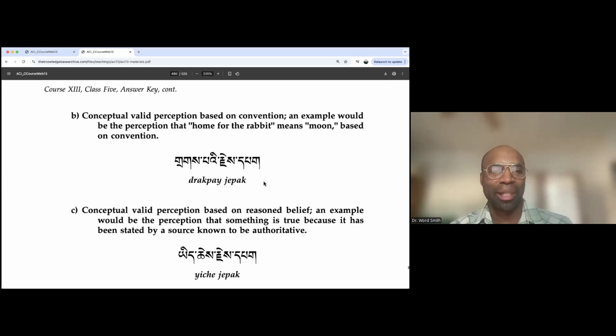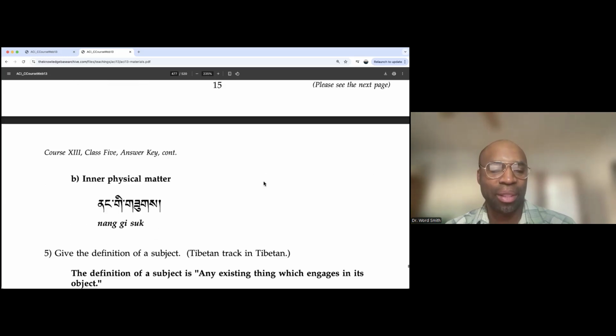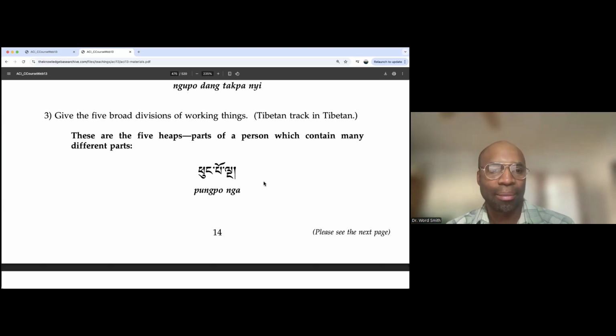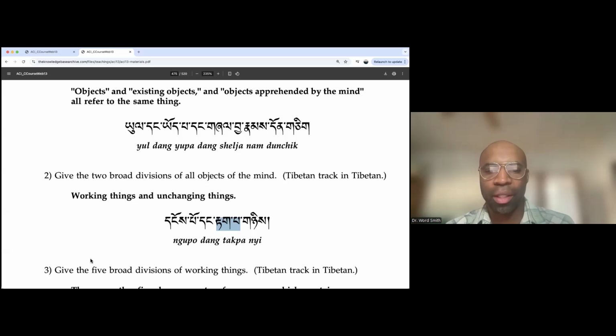All right, I'm speeding up. We're doing the next three-ish. Here we go. Give the five broad divisions of working things.